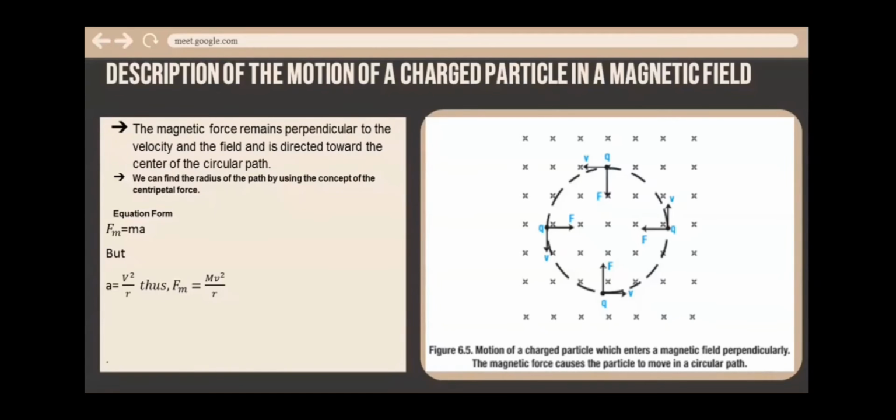So what is centripetal force? Centripetal force is a net force on an object moving in a circle which is directed toward the center of the circle. This is the force needed by the object to move along a circular path. The magnetic force always remains perpendicular to the velocity, directed toward the center of the circular path. The centripetal force depends on the magnitude of the speed, the mass of the particle, and the radius of the circular path.